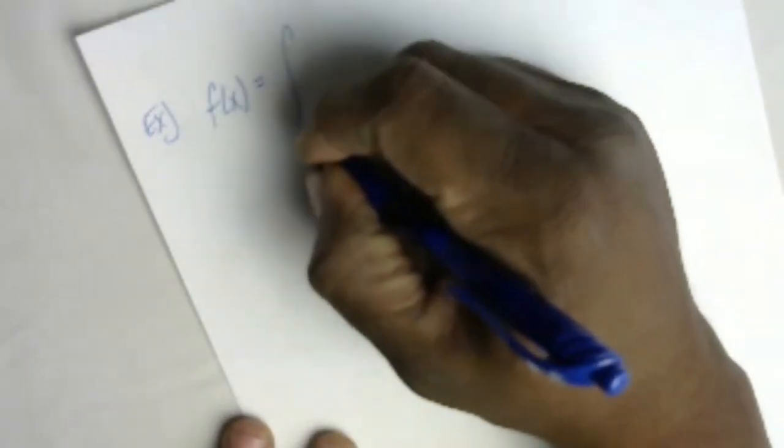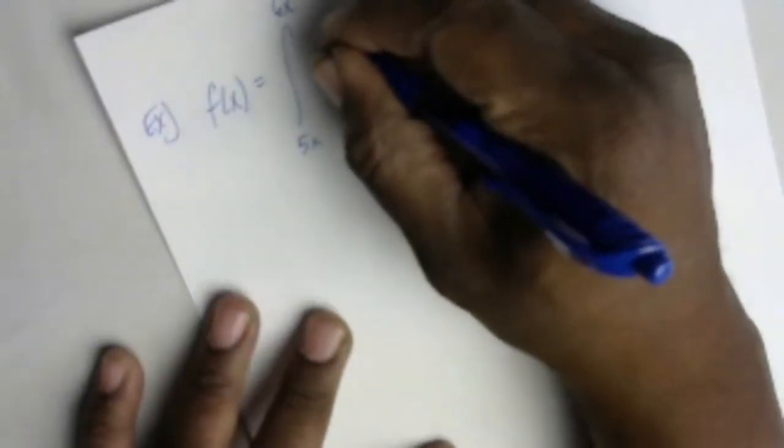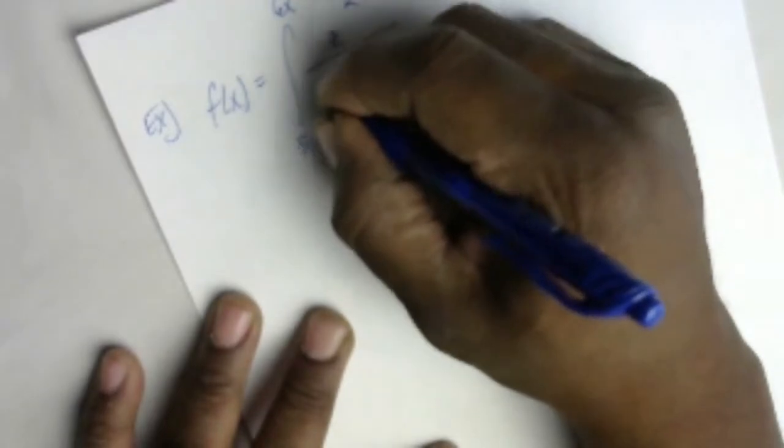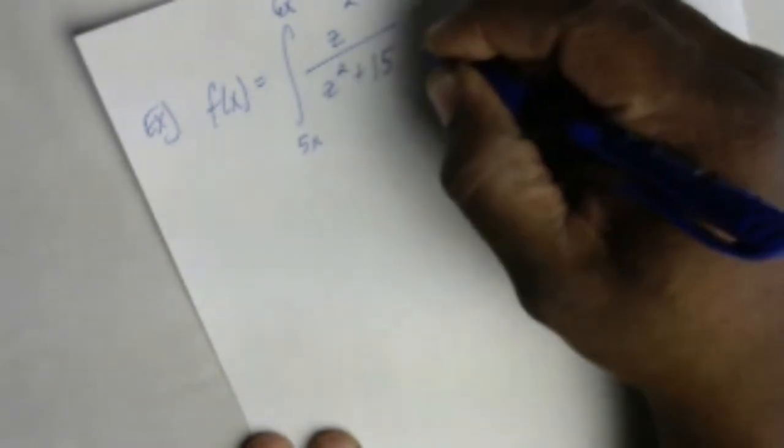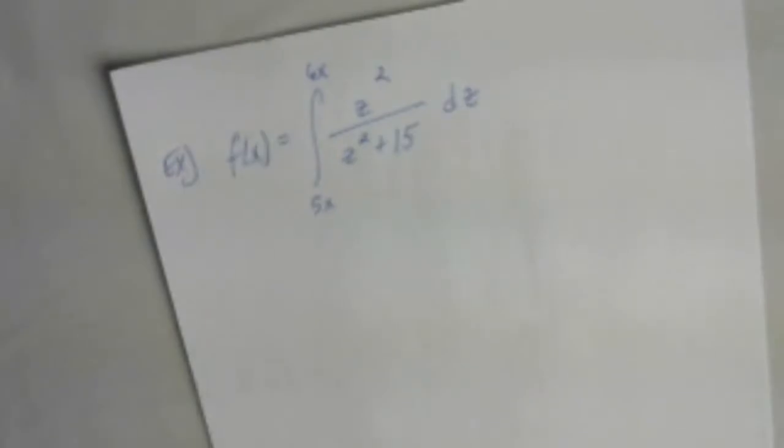All right, so here is our last problem. We're given f of x is the integral from 5x to 6x of z squared divided by z squared plus 15 dz.